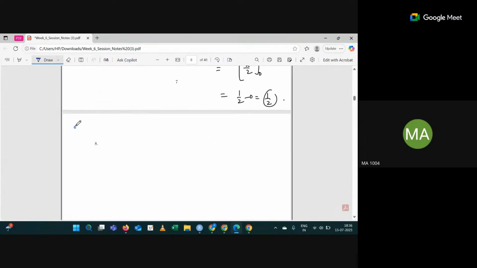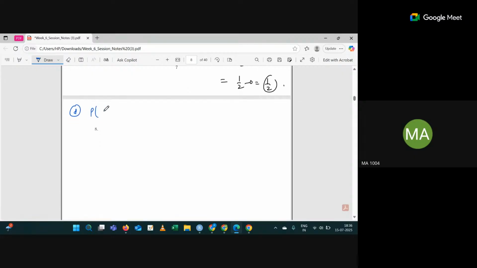And let's say part D. Suppose I'm interested to calculate the probability that X is greater than 2Y. According to this, what should be my first approach? X is equal to 2Y. First, I have to draw it. My first step should be to draw x equal to 2y, right?